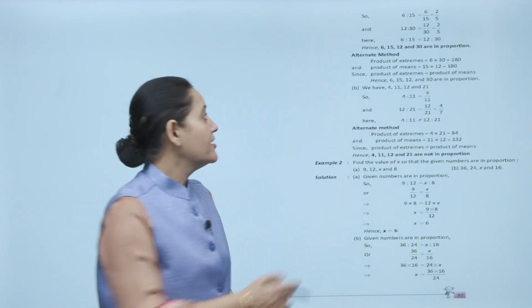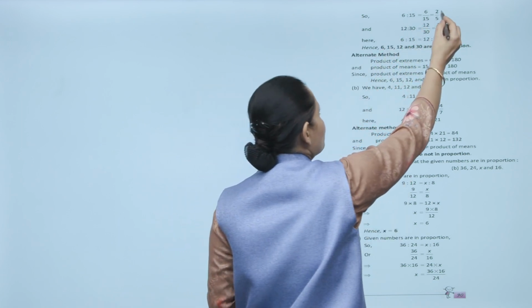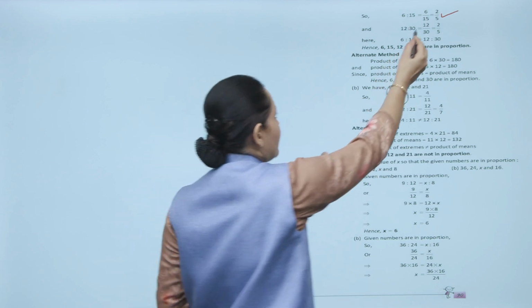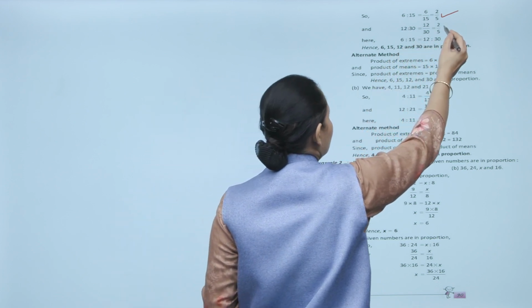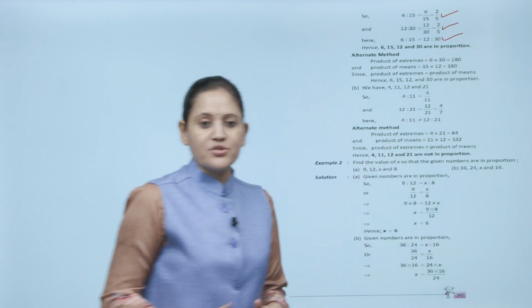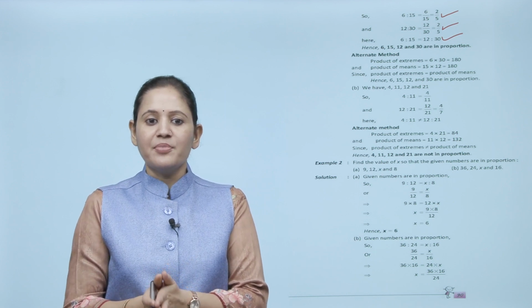We will check 6 ratio 15. 6 upon 15, that is 2 upon 5. Next is 12 ratio 30. 12 upon 30, that is again 2 upon 5. So they are equal or in proportion. Clear? Hence 6, 15, 12 and 30 are in proportion.